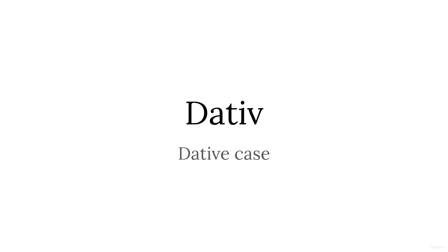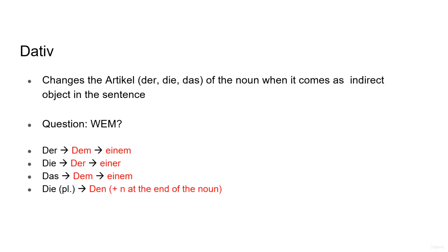And just like accusative, dative is a grammar case that is used to describe the reason why the articles of the nouns change sometimes. As you can see here, just like accusative, dative changes the articles, der, die, and das, and of course the plural. However, this only happens when this noun is used as an indirect object, this time, in a sentence. In dative, the question asked should be wem, and wem means to whom in English. For example, to whom am I giving the book?